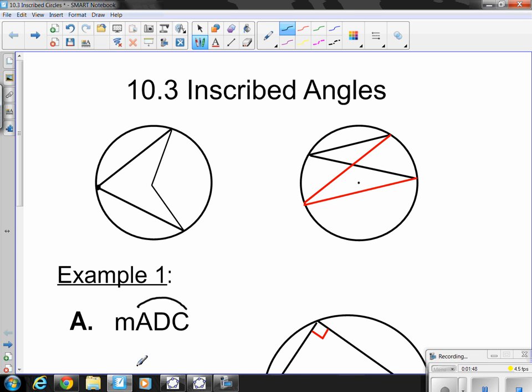So in general, if I call this angle x, if this is x degrees, the inscribed angle is going to be 1/2 x degrees.